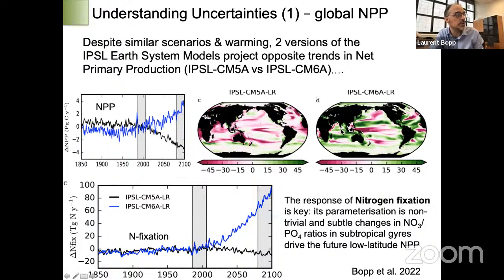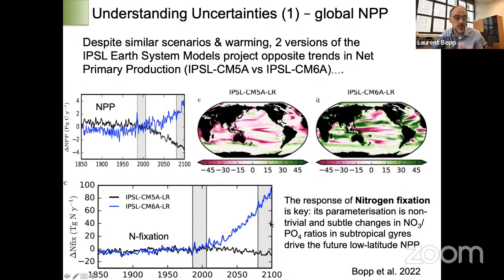So this is again NPP. And this is the response of N fixation that is parameterized a bit differently between the two models. And what you see here is that in the latest generation, in blue, global warming basically leads to a large increase of N fixation by diazotrophs in the ocean that will fuel NPP in the subtropics. Hence, the increasing NPP that you see in the North Pacific, the South Pacific, subtropical Atlantic, and subtropical Indian.